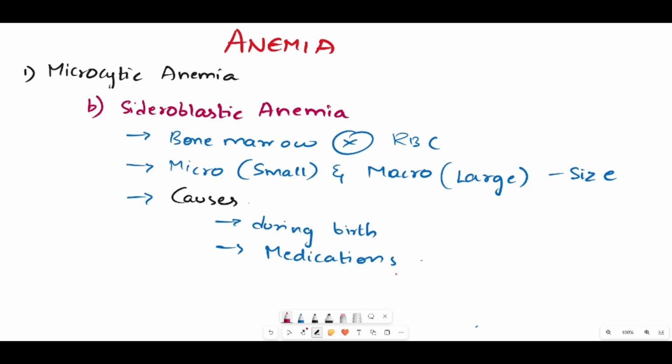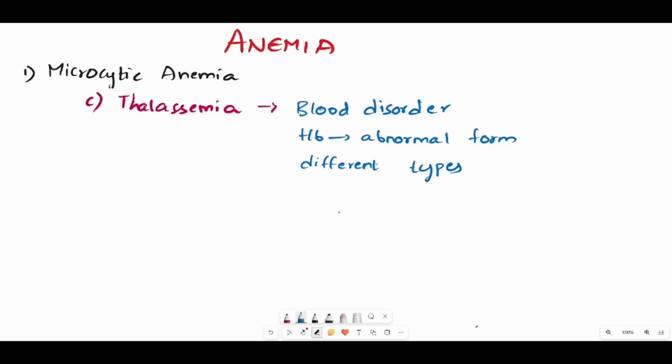And the main causes for this is the person may be born with this, or it can be developed due to certain medications. So the third type is thalassemia. This will also come under microcytic anemia. This is actually a blood disorder, and this condition can mainly occur due to inherited genes.